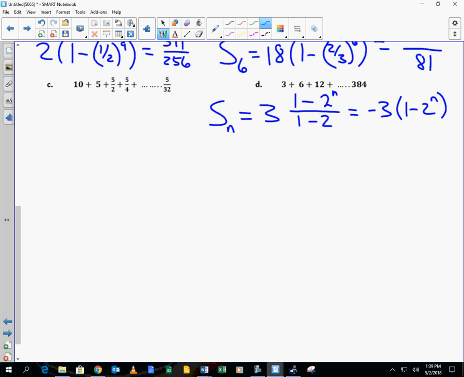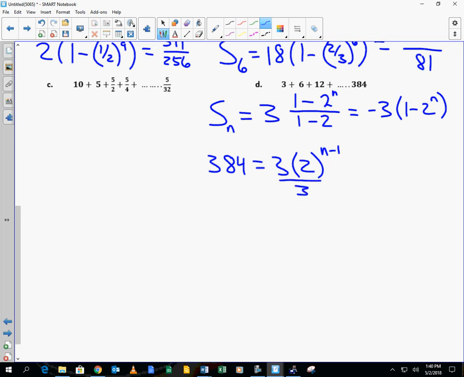So I have a sub n. What's my last term here? 384 is equal to the first term, 3, times r. What's r? 2 raised to the n minus 1. So I have that rule as a geometric sequence. So I want to solve for n. Anybody see how I could solve for n?